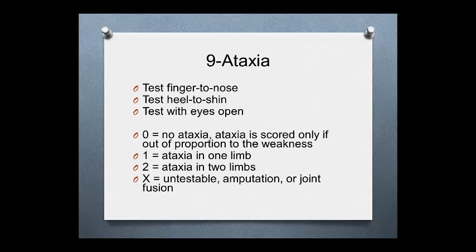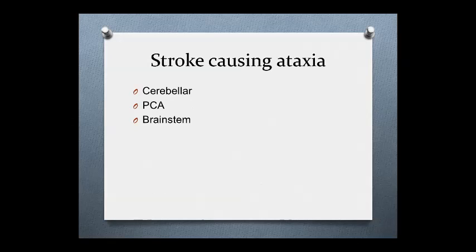There is a section for untestable, but again, it's just like motor, where you can't test them because of something like a contracture or amputation. If they are weak in a limb, and say it's slightly weak, it may be hard for you to tell if it's a weakness or if it's really truly ataxia. So you want to think about how weak were they on their weakness exam and motor exam to decide if the score goes for ataxia or the score may go for motor. And sometimes you may score for both. The strokes that would cause ataxia are generally most commonly the cerebellar strokes, but it also could be a posterior cerebral artery stroke or a brainstem stroke.